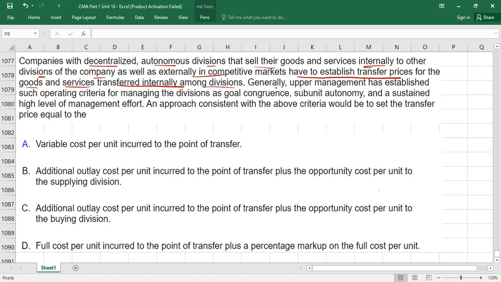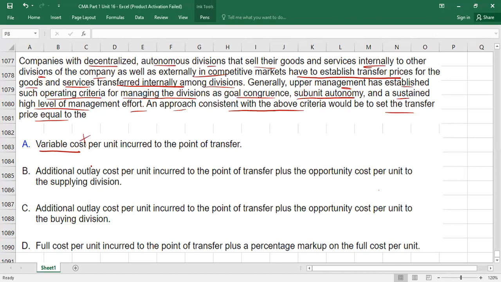So they want to set transfer pricing. What should the transfer pricing be? It means an external market exists, right? Generally, upper management has established such operating criteria for managing the division as goal congruence, subunit autonomy, and sustained high level of management effort. An approach consistent with the above criteria would be to set transfer price equal to what? Look from the seller's point of view. He has an open market also to sell. So what is the best approach to sell?